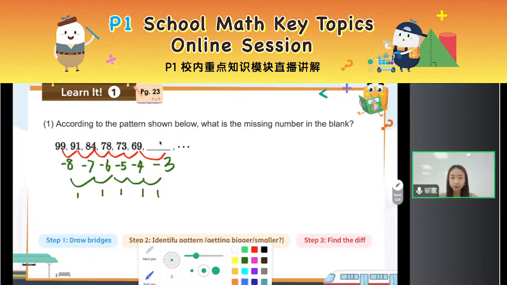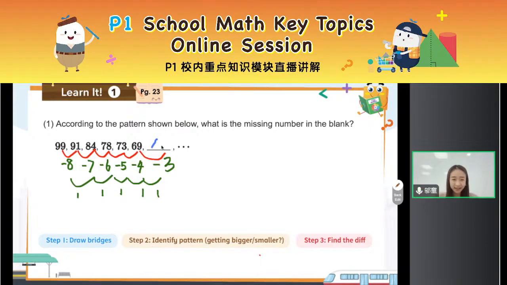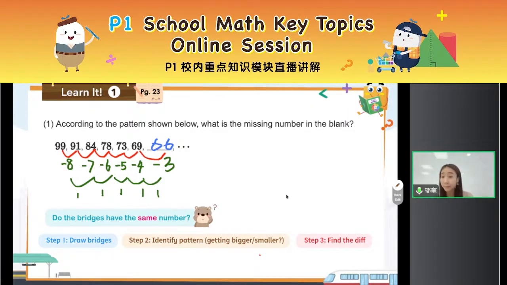Yes. Check if your calculation is strong enough. 69 minus 3, that's easy, right? Your answer is to be 66. Very good job. Okay, so for this question, let's double check again. Do the bridges have the same number every single time? No. So that's why we just draw a second bridge to check if the difference has a common difference.